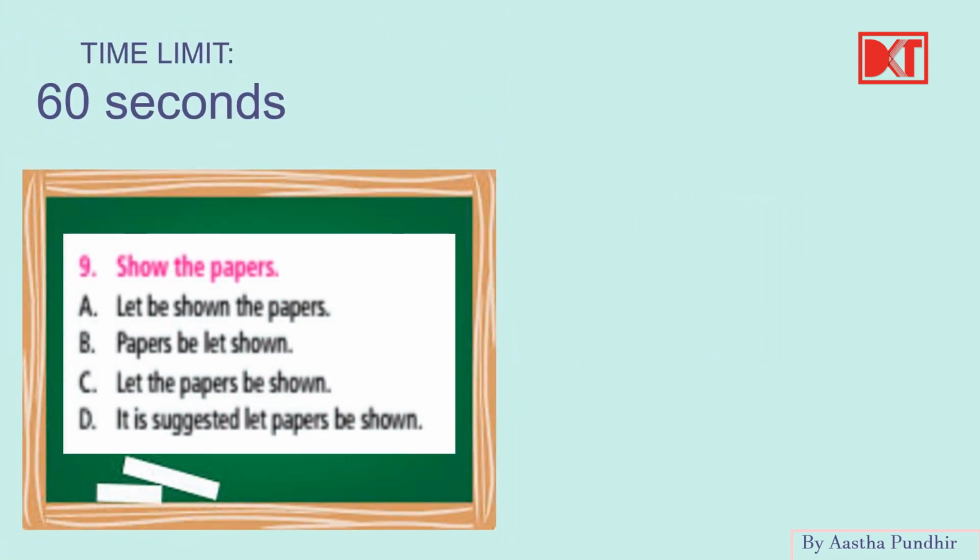Okay, next up we have: show the papers. The options are: A, let B show the papers; B, papers be let shown; C, let the papers be shown; D, it is suggested let papers be shown. Pretty easy. Papers becomes the subject. How? See, let the papers be shown. And here shown is the V3 form, past participle of show. Alright.